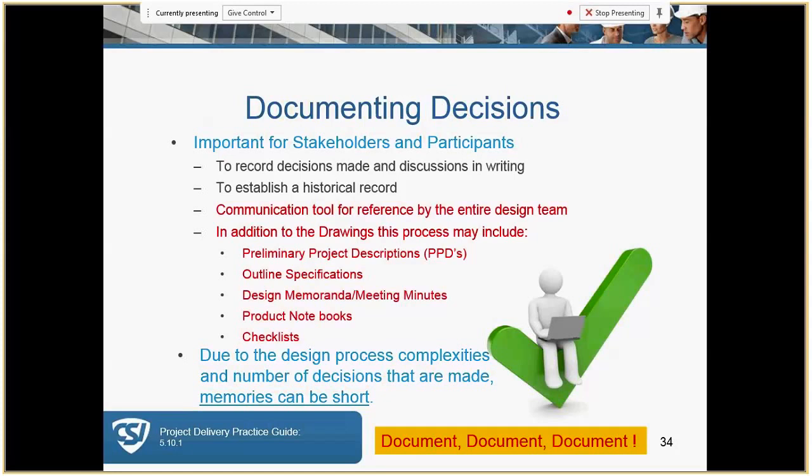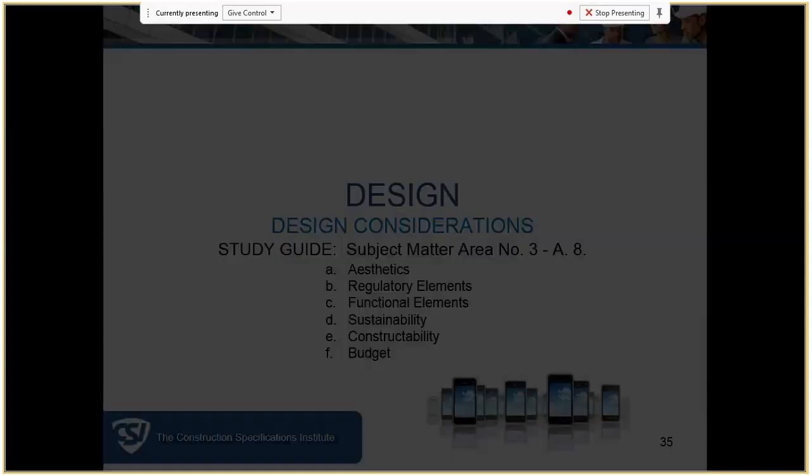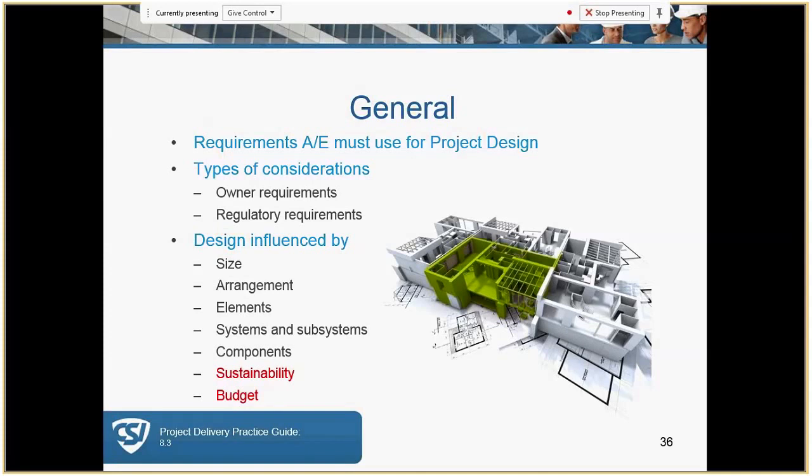So, considerations to design, I think I skipped a slide. Great. The document decisions, we talked about different ways. I'm just going to go forward. So different considerations when we design: aesthetics, regulatory elements, functional, sustainability, constructability, and budget.